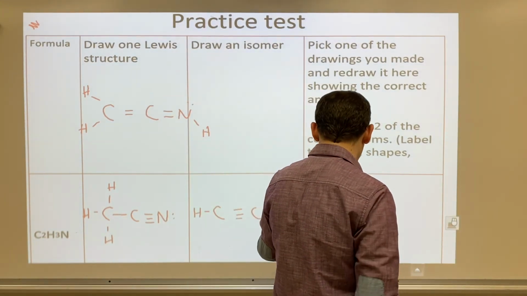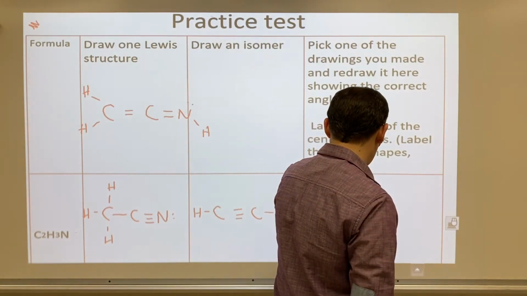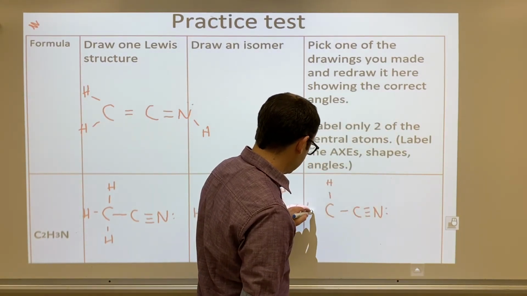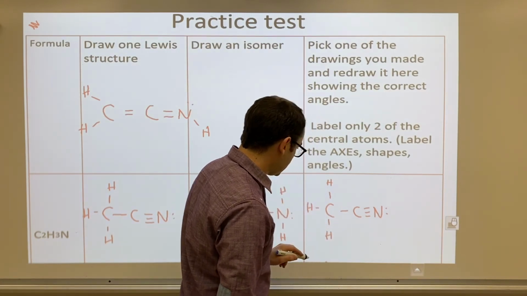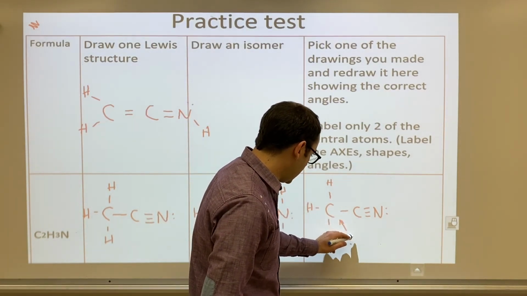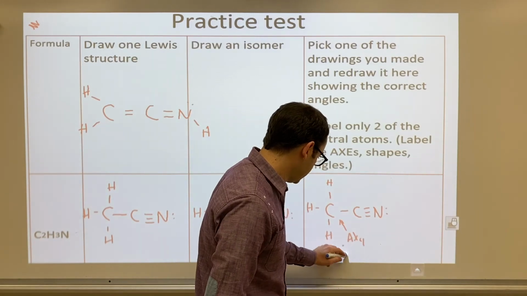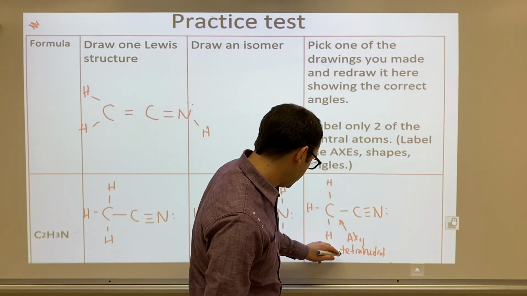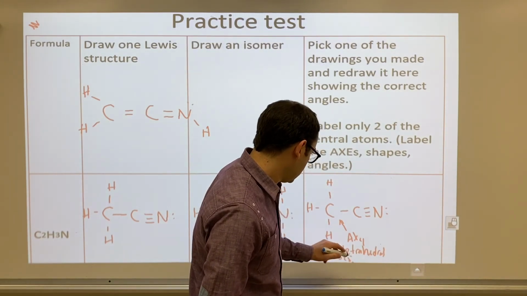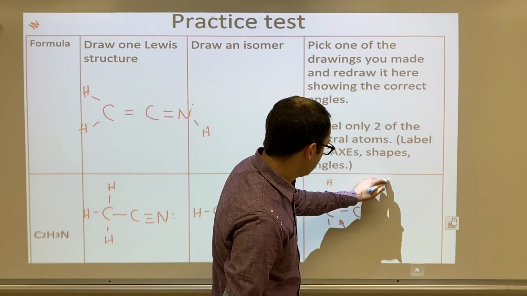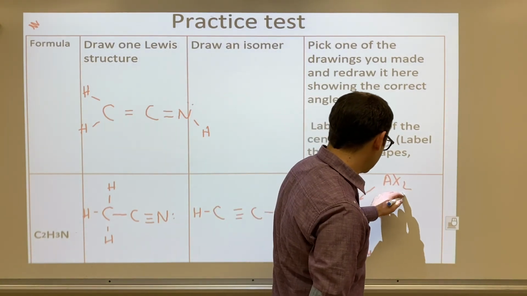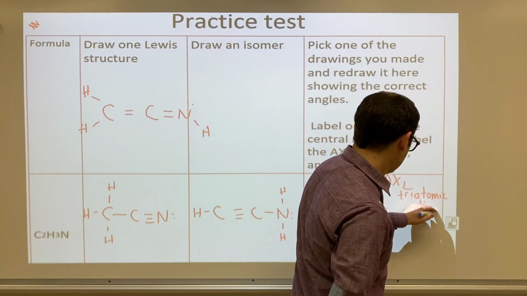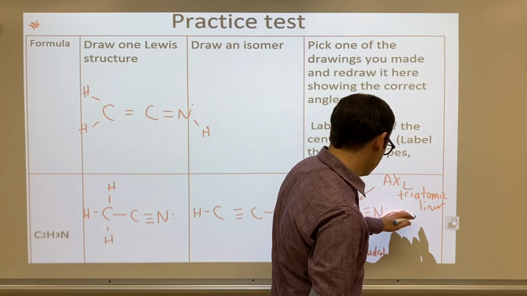So if I draw it again, we'll have C, C, N, and then the H's around it. All right, and then I'll do what we did before. We'll have AX4 tetrahedral. All right, and then 109.5. And then for the other central atom, we'll have AX2, that's triatomic linear. And then 180 degrees.